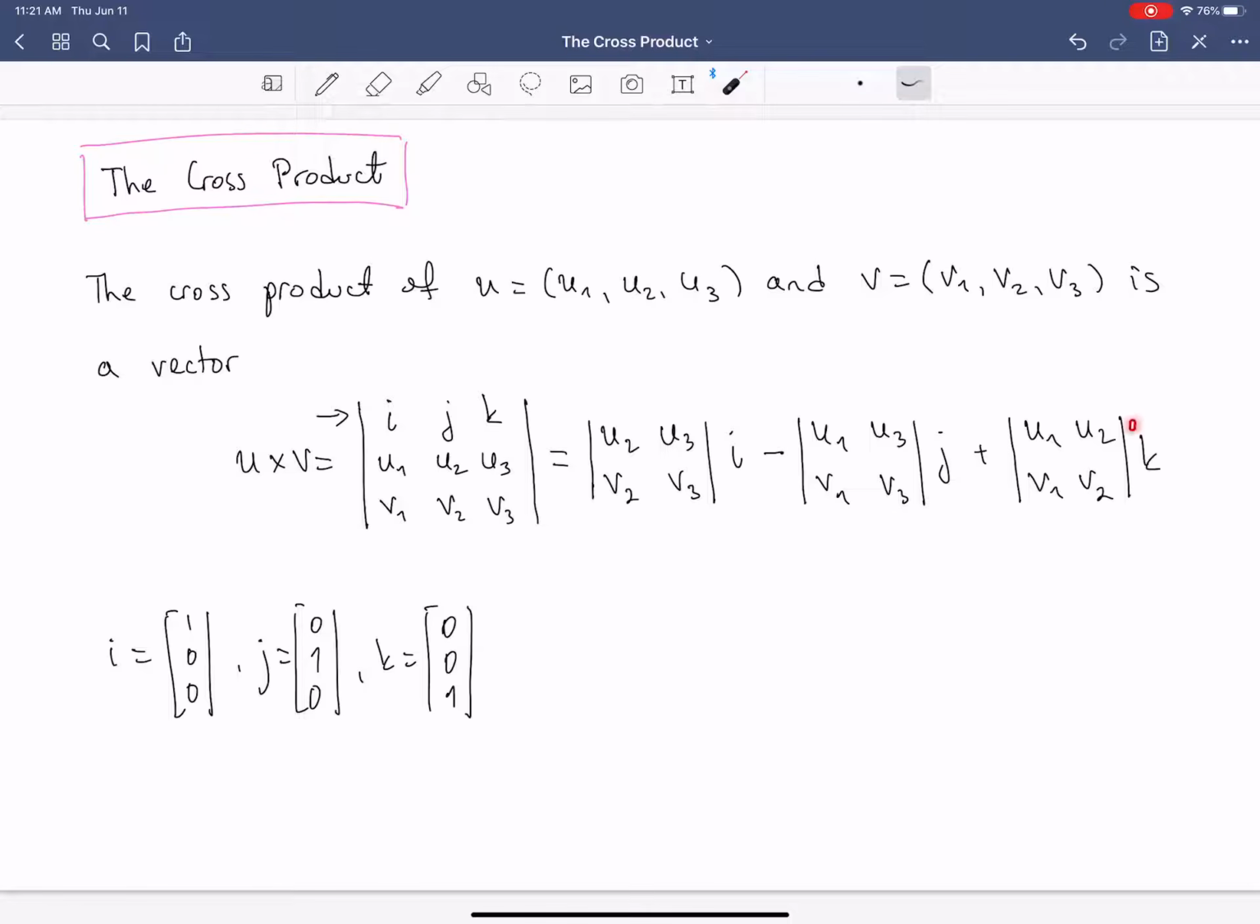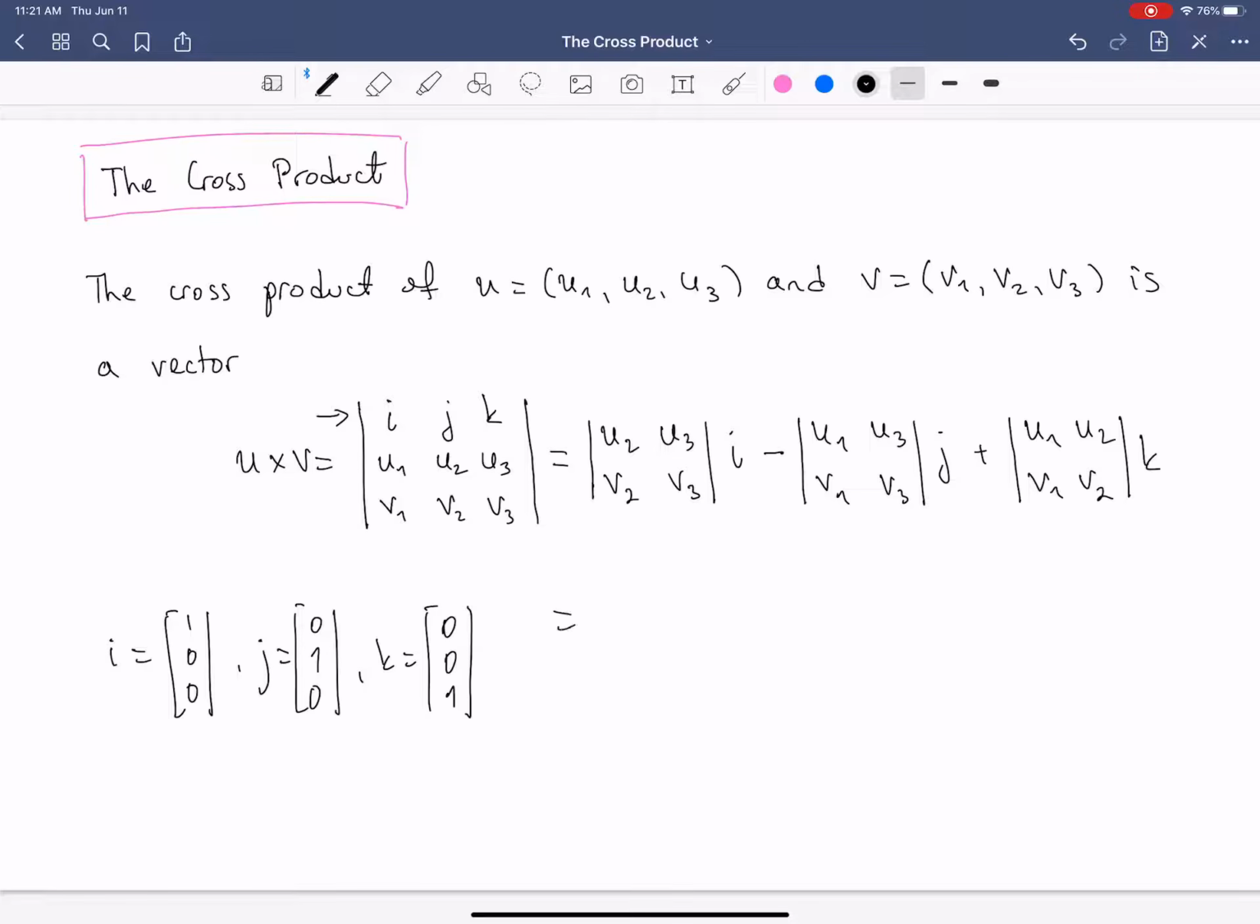So how do I get this matrix? I remove the row and column where k is located, and I get that minor. Now, what this means, you see, this is just a number. The determinant of a matrix is just a number. This is just a number. This is just a number. Now, i has a 1 in the first component, j has a 1 in the second component, and k has a 1 in the third component.